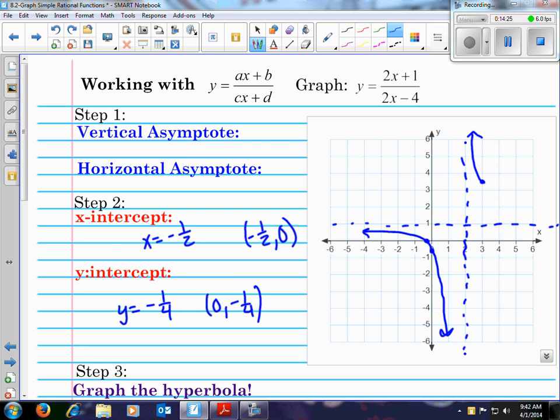You could have plotted any point, but you needed a general guideline of where to go. And so your graph should look something like this.